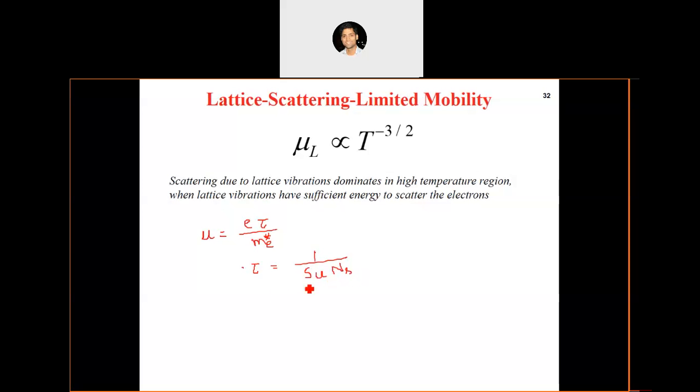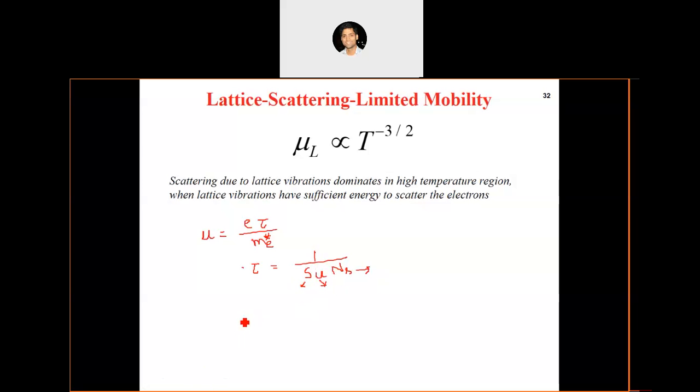expression, 1 upon tau is equal to 1 upon S u Ns, where S is the scattering area, u is the velocity or the average velocity of the charge carriers, and Ns is the concentration of scattering centers, right? So in this case, scattering centers are nothing but the vibrating atoms. So this Ns does not depend on the temperature, isn't it? Ns is independent of temperature because it is nothing but atomic concentration, which is a property of a material. It does not depend on the temperature. Only the scattering area as well as the velocity will depend on the temperature.